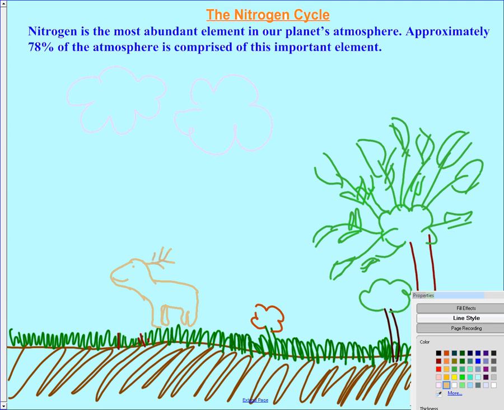Let's give Yael a round of applause. Oh yeah, he needs another antler. He only has one. I said a deer, not a reindeer.